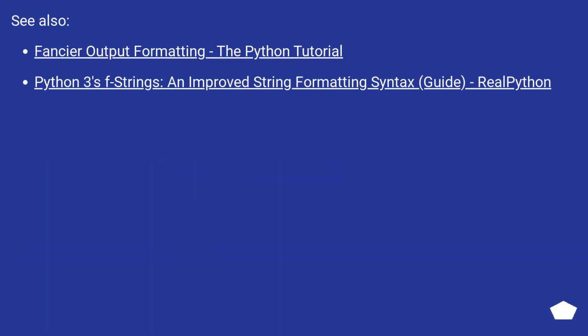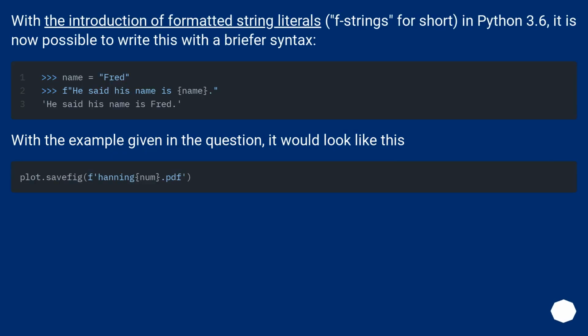See also: Fancier output formatting, the Python tutorial; Python 3's f-strings, an improved string formatting syntax guide, Real Python. With the introduction of formatted string literals, f-strings for short, in Python 3.6, it is now possible to write this with a briefer syntax. With the example given in the question, it would look like this.